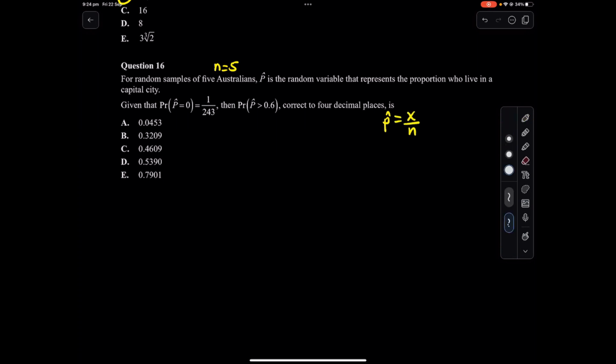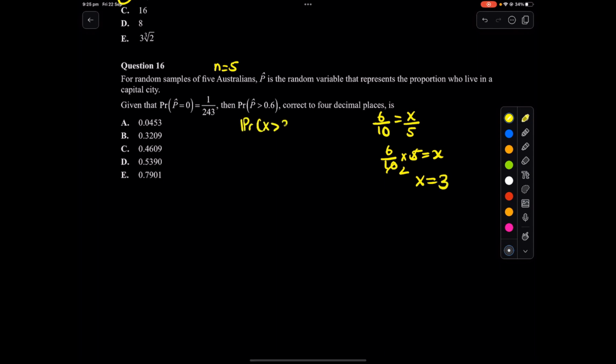And our n value here is just 5. 0.6 is just 6 on 10. So we're saying 6 on 10 times 5 equals x, and that's 3. So x is equal to 3. This can be written as the probability of x is greater than 3. Because it's binomial, if I'm not mistaken, this has to be x is greater than or equal to 4.